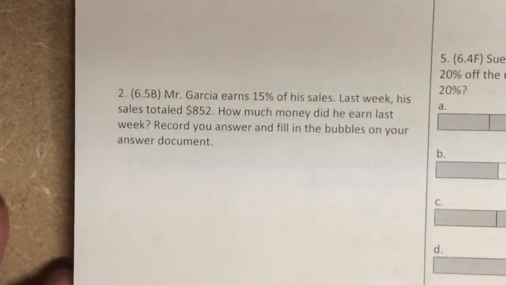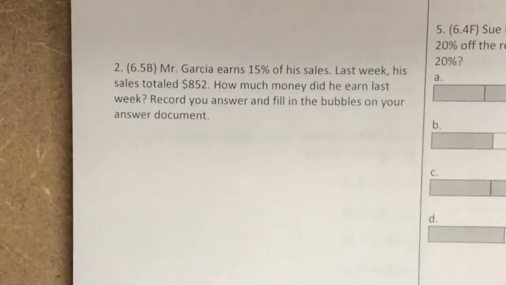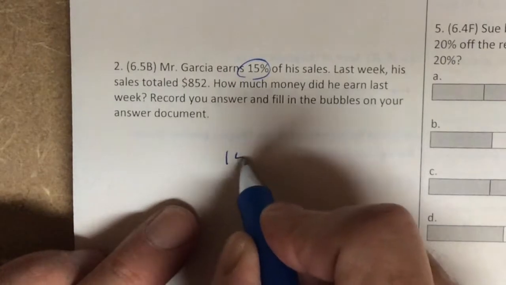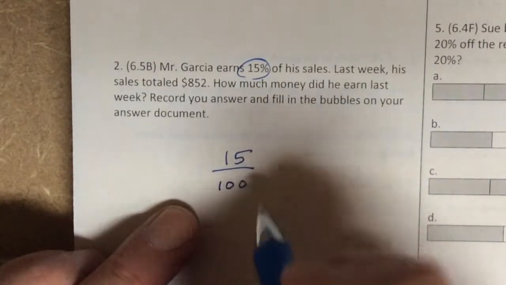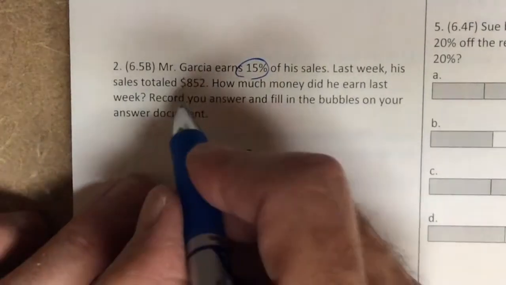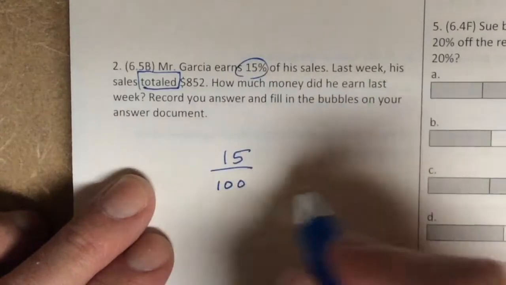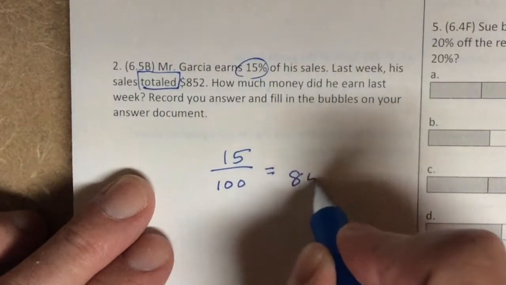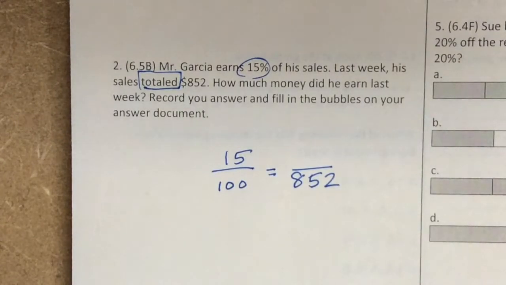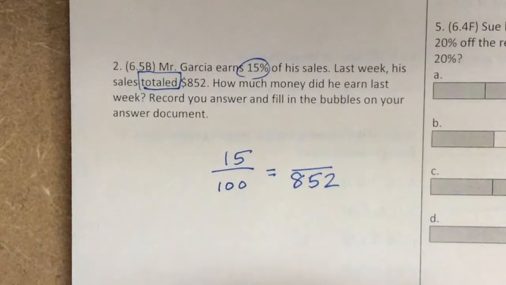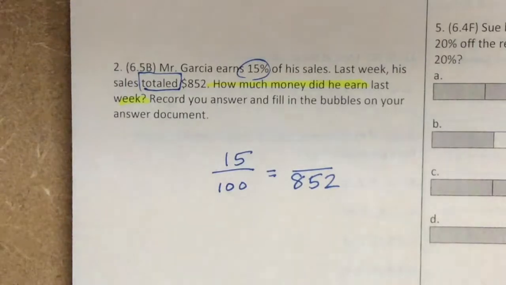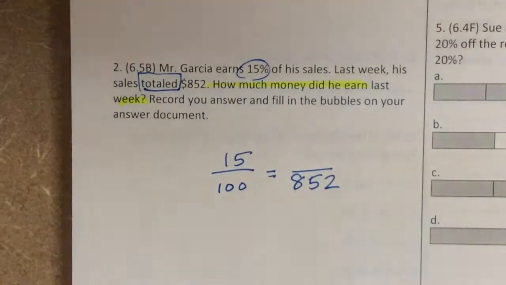Question number 2. Mr. Garcia earns 15% of his sales. 15%, which is 15 out of the 100% of his sales. Last week, his sales totaled $852. That totaled is a key word. The question is, how much money did he earn last week? Well, he sold $852.